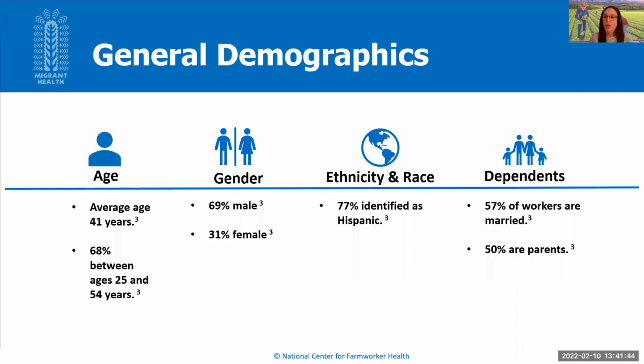So looking at some of the general demographics of the ag worker population, starting with age, the average ag worker is 41 years old, with 68% of the population between 25 and 54 years old. 1/3 of ag workers are younger than 35. The gender breakdown is roughly 69% male, 31% female. For ethnicity and race, 77% of ag workers identified as Hispanic, and among US-born workers, 30% identify as Hispanic. More than half of ag workers are married, about 57%, and half of ag workers are parents.